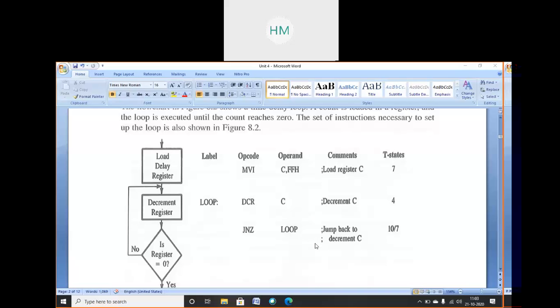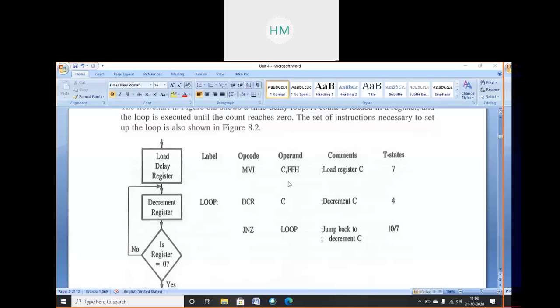After that, on the last pass through the loop, the condition is not met and the loop is terminated. The number of T states that elapse in this pass are 4 plus 7. I think Komal wrote the equation quite correctly. Very good. So after that, 4 plus 7 T states are required.